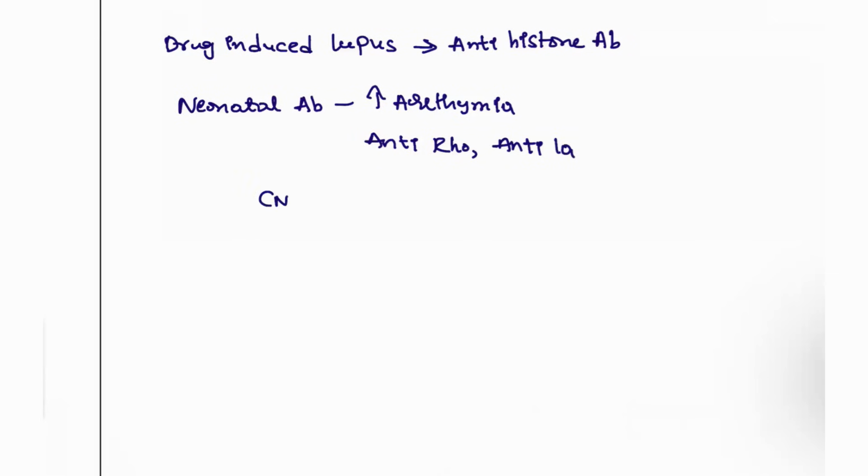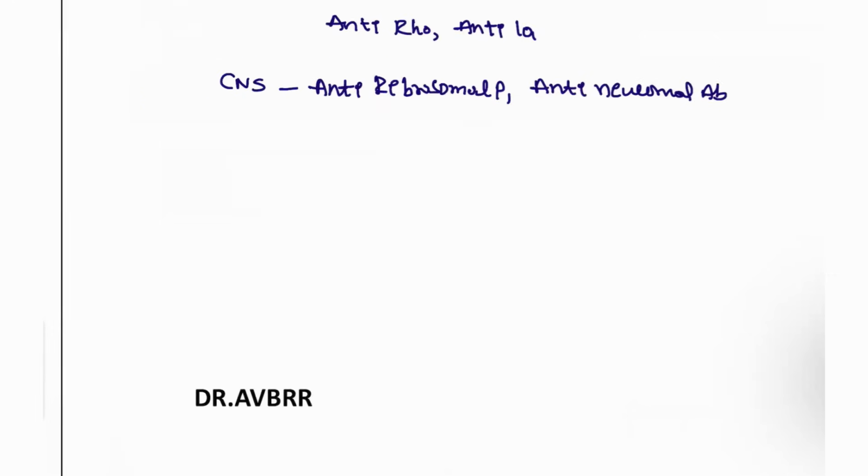And how about the CNS? CNS patients will have anti-ribosomal P and anti-neuronal antibodies associated with the CNS. Okay, these are the important antibodies that you have to know.